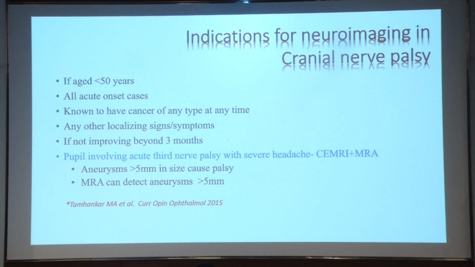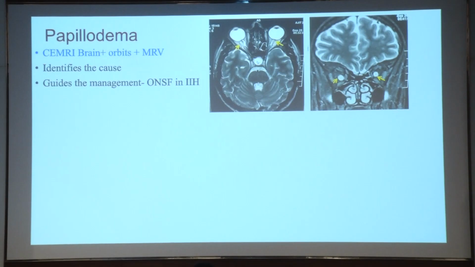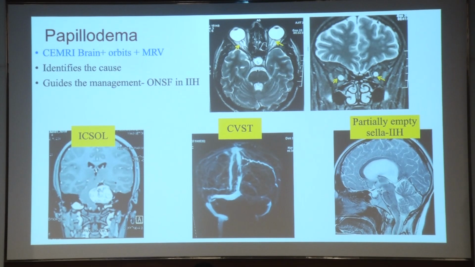So these are the ideal indications for neuroimaging, but especially if you have a pupil-involving third nerve palsy, please get a contrast-enhanced MRI with an MRA to rule out aneurysms. You can also go for a CT with CTA, and orbital pathologies you can rule out. Papilledema, ma'am has already shown you. So get an MRV along with the brain and orbits because it could be a space-occupying lesion or thrombosis, or if nothing is there, then probably an IIH.